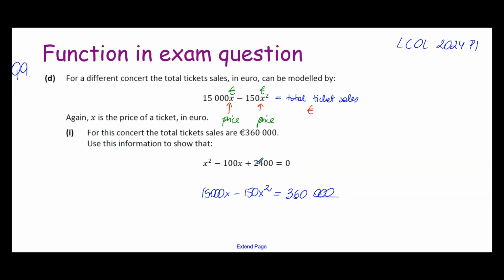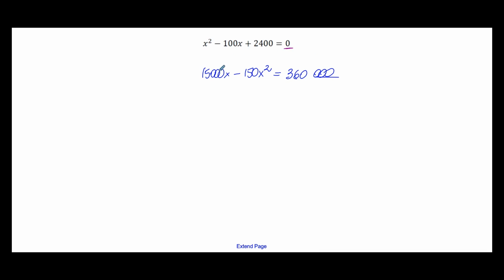Well, what's the difference? First of all, on one side of the equation, they have nothing because they have 0. I have 360,000, so I need to move that. Let's put first minus 150x to the power of 2 plus 15,000x and minus 360,000, because if you move a number from one side of the equation to the other side, it changes the sign to the opposite, so positive becomes negative. I move it, but what next?